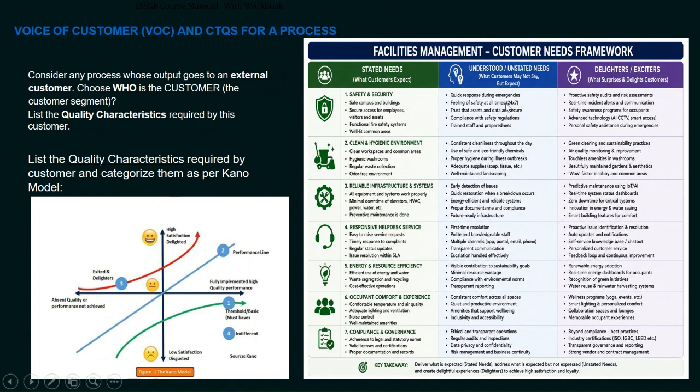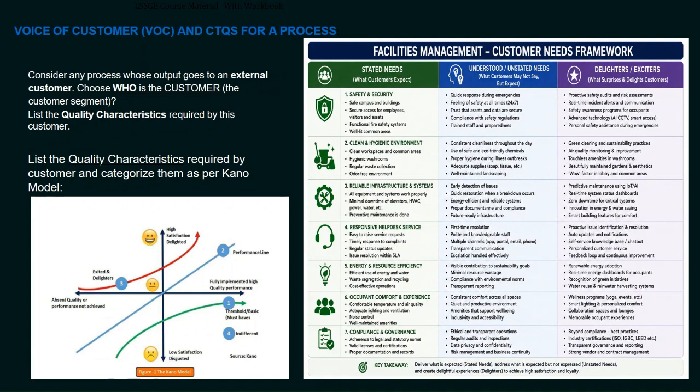And these are understood, unstated needs. The customer need not say this. It is an expectation: a feeling of safety at all times, 24/7. Trust that assets and data are secure. Compliance with the safety regulations. Train the staff, preparedness. Start doing your unstated needs. Don't allow clients to ask what they need. Start working on unstated needs first.